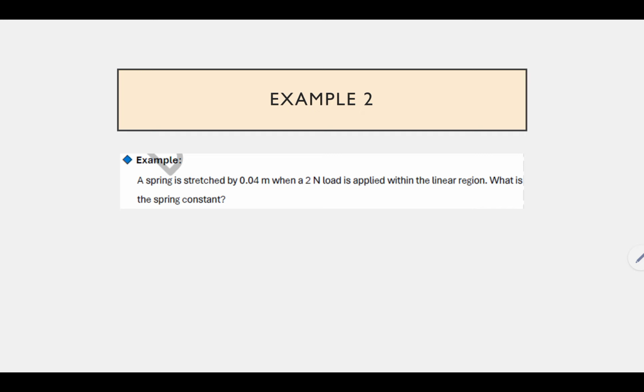In the question, they gave me the extension to be 0.04 meter. So that's my x. And the load to be 2 newtons. So that's my F. So what's the spring constant? We already said that K is equal to F over X, just 2 over 0.04, giving me 50 newtons per meter.